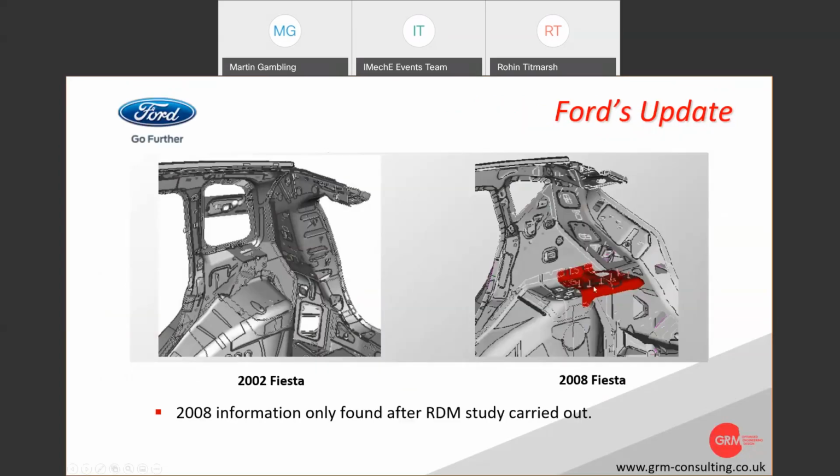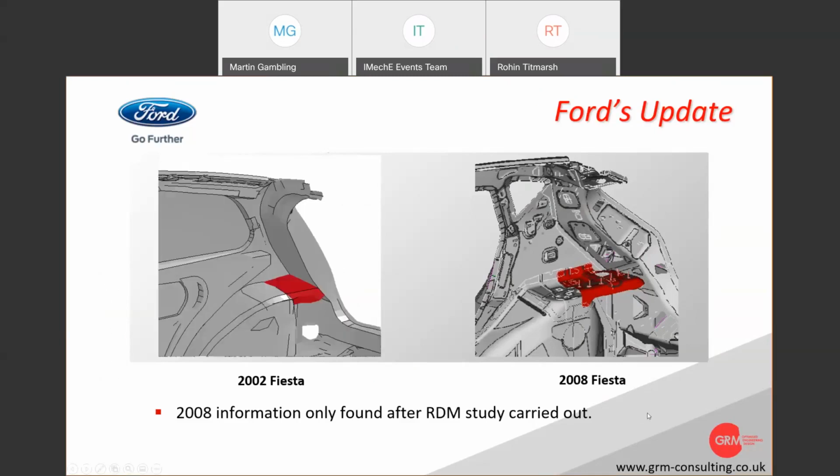And this is the bit that was really interesting. So we looked at that and we noticed that this was the body in white for the 2002 Fiesta. But after the event, we then learned more. It was about a year later we learned about the 2008 Fiesta, whereby they had in fact included a part there that connects between those parts. So that was good to see it pointed in that direction for what we had.